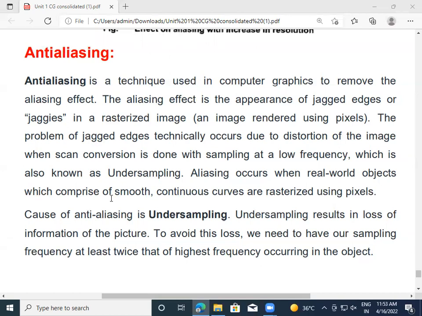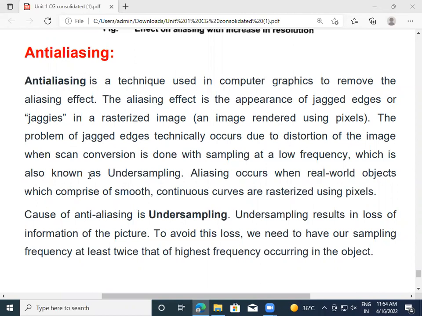It is a technique used in computer graphics to remove the aliasing effect. So whatever effect we have seen previously, if you want to remove that, we have to use the anti-aliasing technique. The aliasing effect is the appearance of jagged edges or jaggies in a rasterized image.